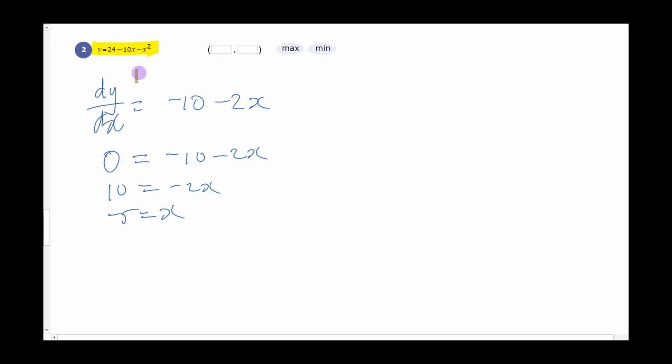We can find the y value by putting it into there. So we're going to get y equals 24 minus 10 times minus 5 minus minus 5 all squared. So minus 10 times minus 5 is 50. Minus 5 squared is 25. Minus that is minus 25. 50 minus 25 is 25. Plus 24 is 49. So we've got an x value of minus 5 and a y value of 49 at our stationary point. Is it a max or is it a min?